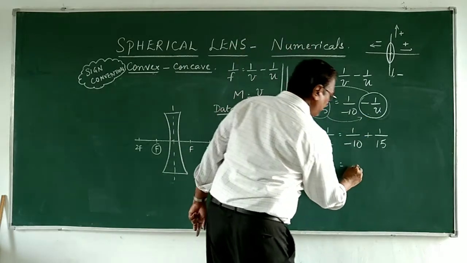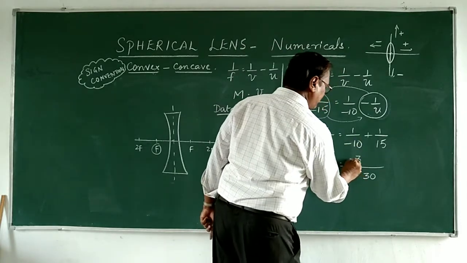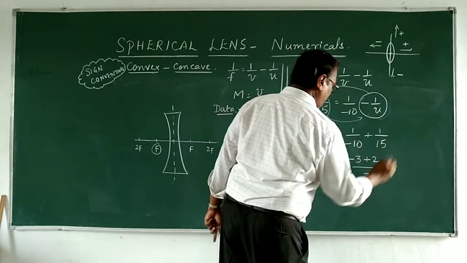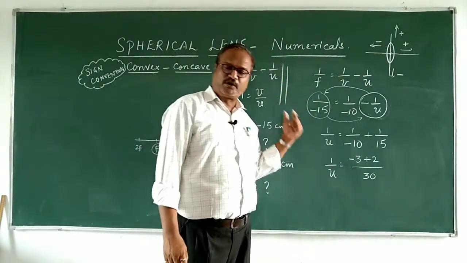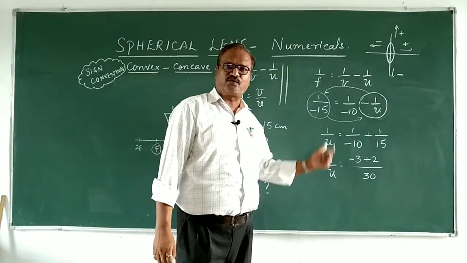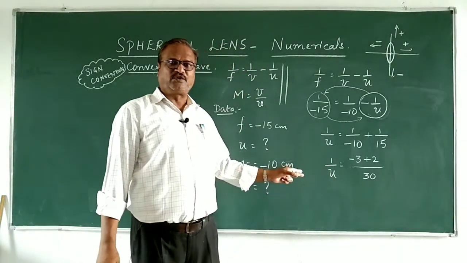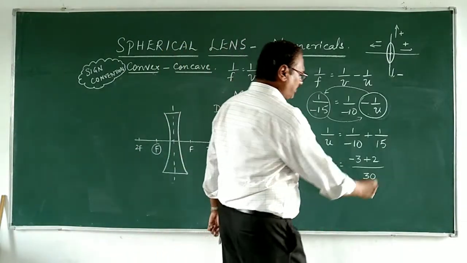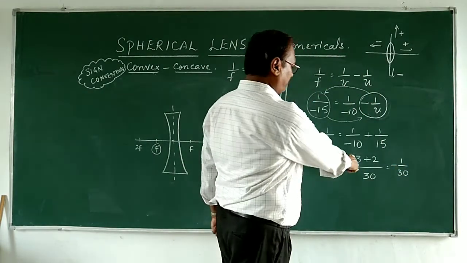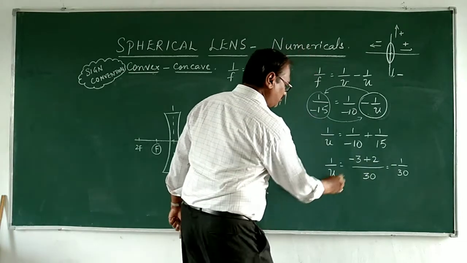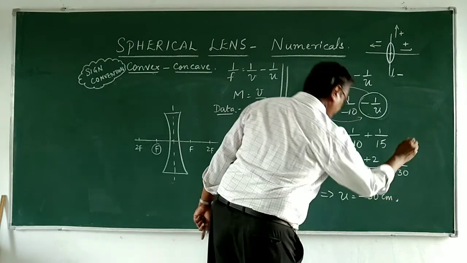That is equal to, as usual, 30 is going to be the LCM, and 3 times it will go, but there is a negative sign, plus 2 times it is going to go. That is what? 1 upon U. Always keep 1 upon U, 1 upon V, 1 upon F, 1 upon R, 1 upon C in the left hand side. Don't leave the left hand side. If not, you will get confused. So that is equal to minus 1 upon 30, which implies that U is equal to minus 30 centimeter.